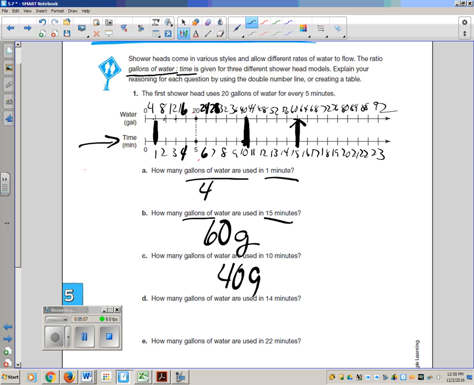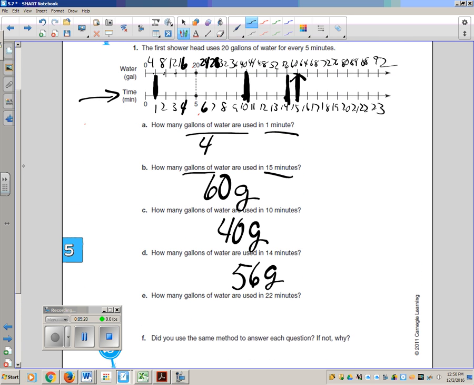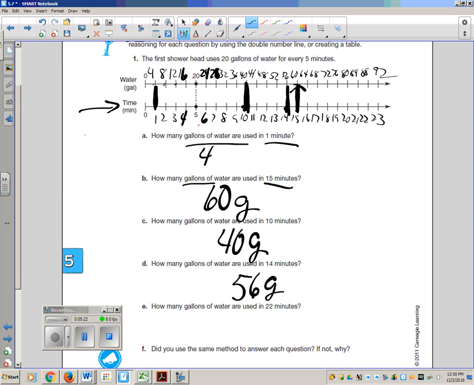40 gallons. How many gallons of water are used in 14? Here's 14. I go straight up. 56. And E is how many gallons of water are used in 22 minutes? 22 is right here. That goes to 88.